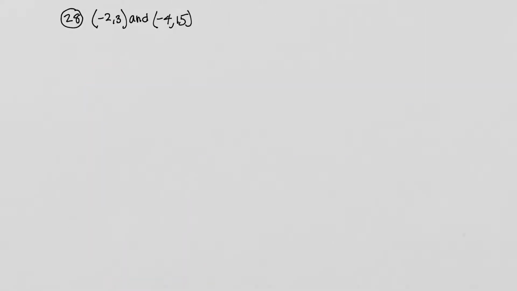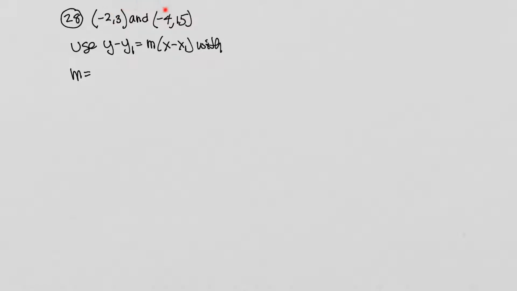In 28, we still want to write the equation of the line that passes through these 2 points. So notice neither one of these is the y-intercept. So why don't we go directly to our point slope form. So we're going to use y minus y1 equals m times x minus x1 with m equal to, now we don't have m. We're just given 2 points.